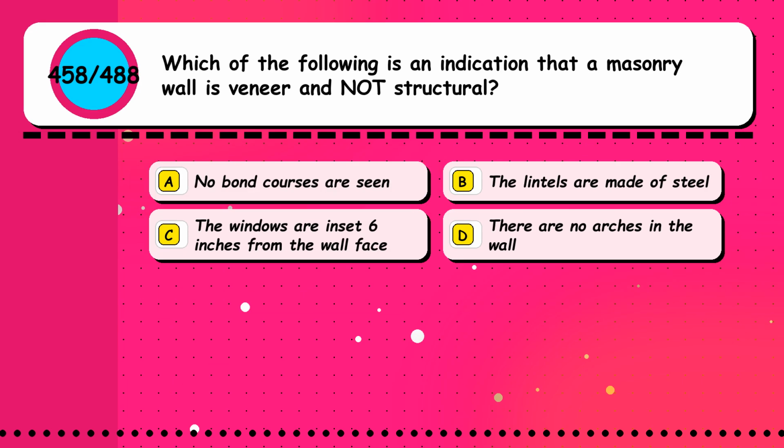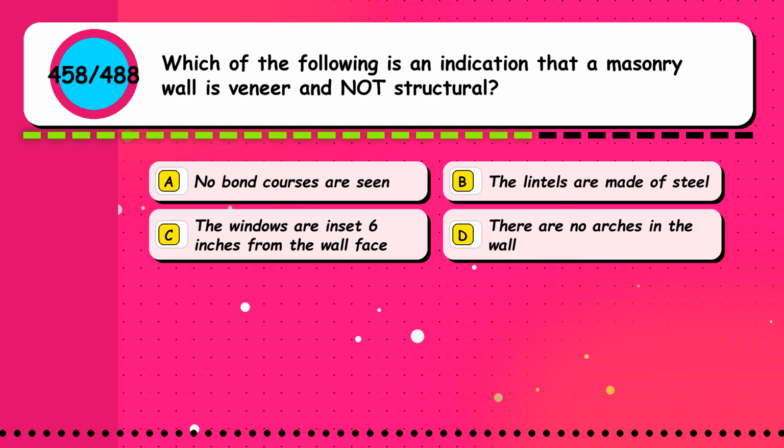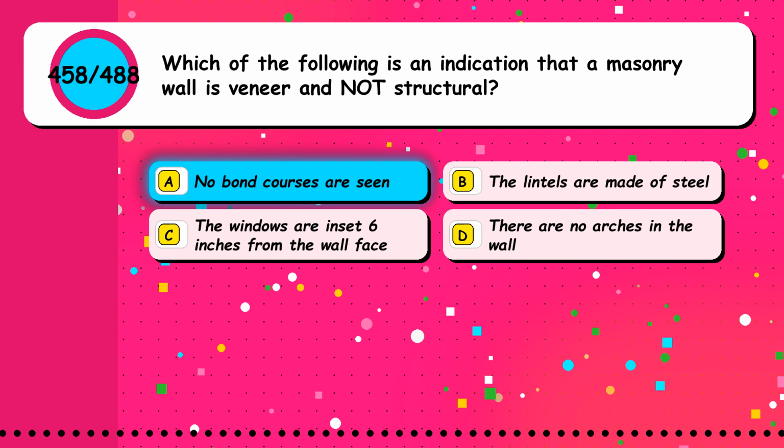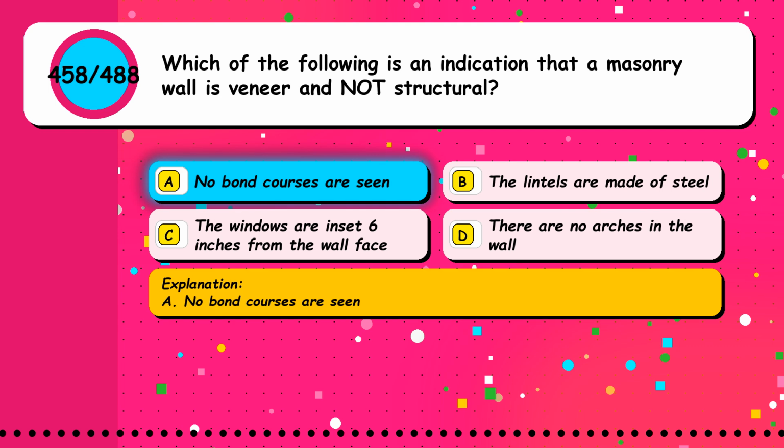Question 458. Which of the following is an indication that a masonry wall is veneer and not structural? Option A, no bond courses are seen. Option B, the lintels are made of steel. Option C, the windows are inset 6 inches from the wall face. Option D, there are no arches in the wall. The correct answer is option A, no bond courses are seen.